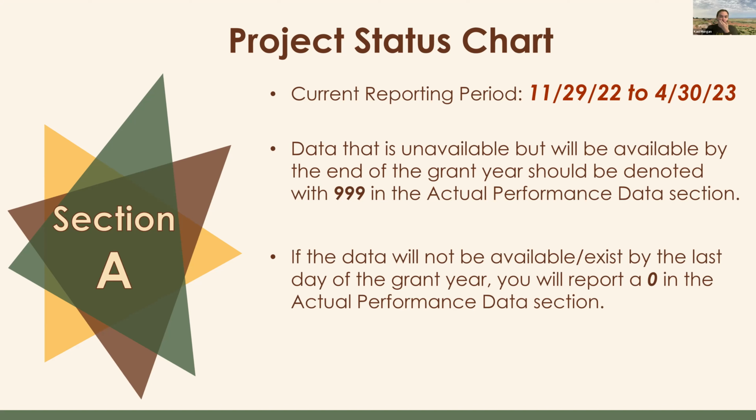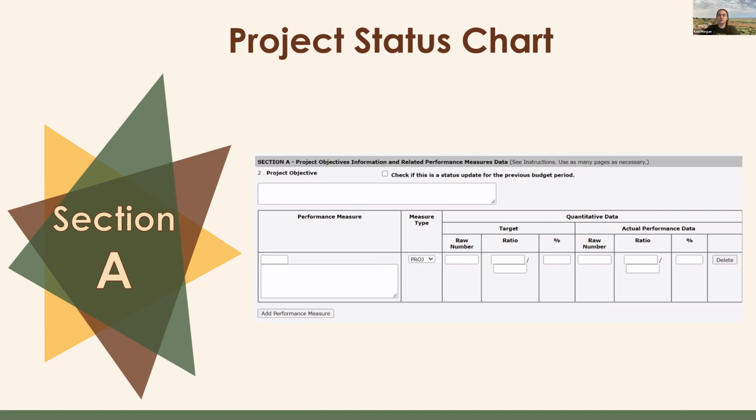For all of your project measures, and your reporting data for the current reporting period, which again is 11/29/22 to 4/30/23. You will report on both your GEPR measure and your project measures in the G5 system based on that reporting period that is listed. And then, as we discussed earlier, data that's unavailable now, but will be available before the end of the grant year, before the end of November, is data that you're going to denote as a 999 in the section A project status charts under actual performance data. A 0 is only reported for an objective that will not have data by the end of the grant year. And we'll go through some examples of that as well.